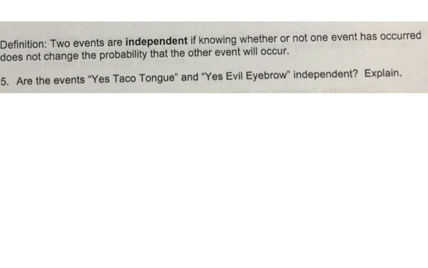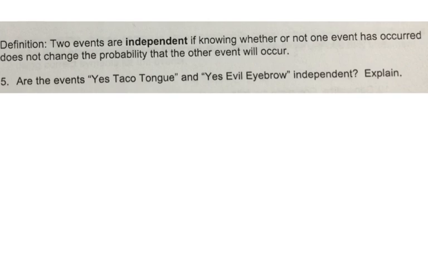So 14 over 17 would be 82.3, so 0.823 or 82%. So the probability if I pick one of you at random that you can taco tongue is 82%. Now, if I'm only looking at the people who could evil eyebrow, what percent of those could do the taco tongue? That's your number 3. 100% of them could taco tongue.